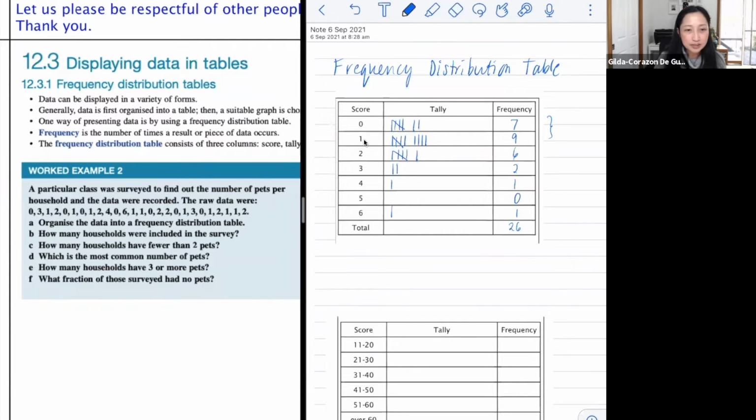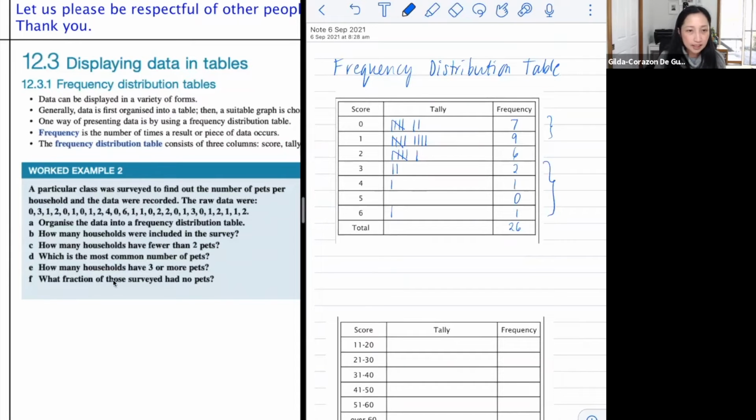How many households have 3 or more pets? So this time we want to count 3. So 3 or more means 3, 4, 5, and 6. So this time we'll have to add 2, 1, 0, and 1, which tells us that the answer to that is 4.